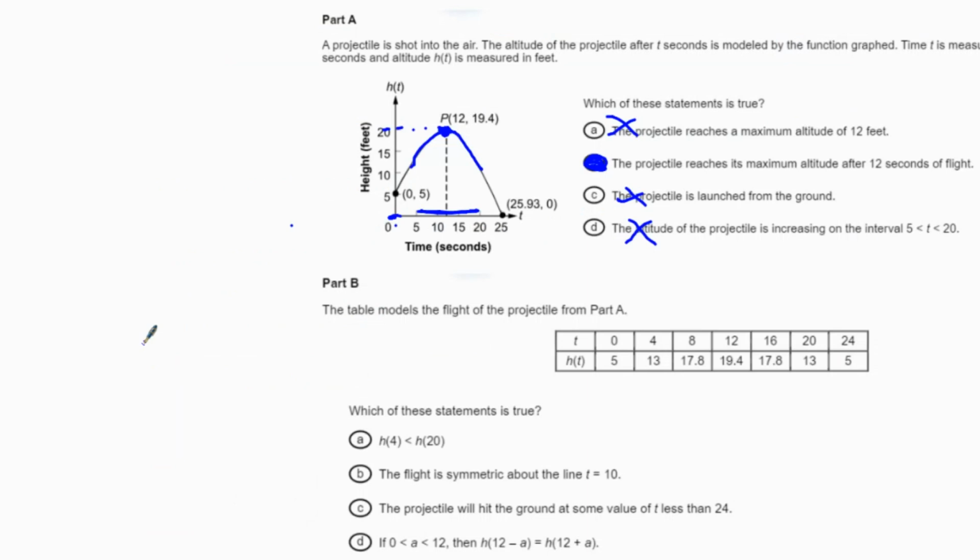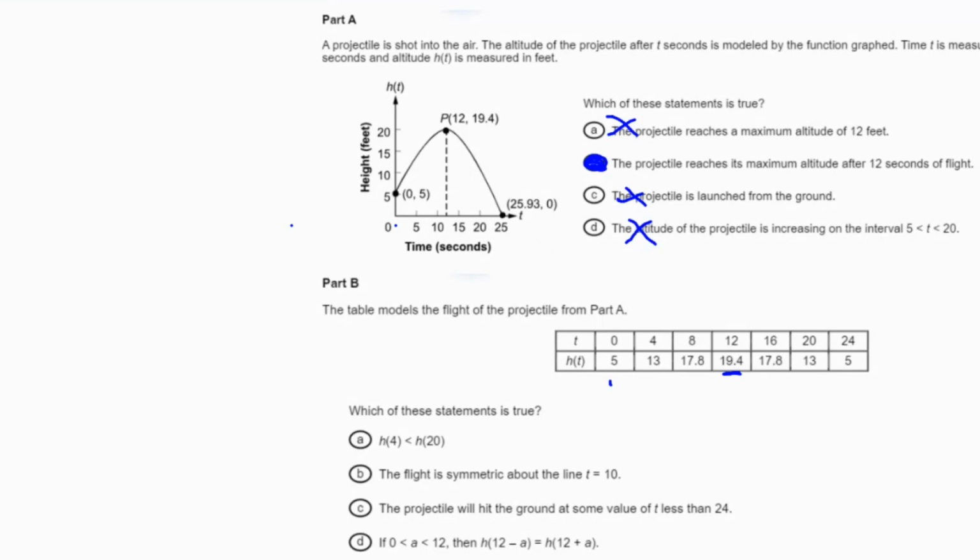Yeah, it's okay. All right, so this table is basically telling me the same information. So it's starting at 5 feet. After 4 seconds, it's at 13. At 12 seconds, it's reaching its max. Notice that the numbers on either side of that 12 are the same. The reason is that this has a line of symmetry. This graph is symmetrical, okay? It reaches its max, then starts going back down again.